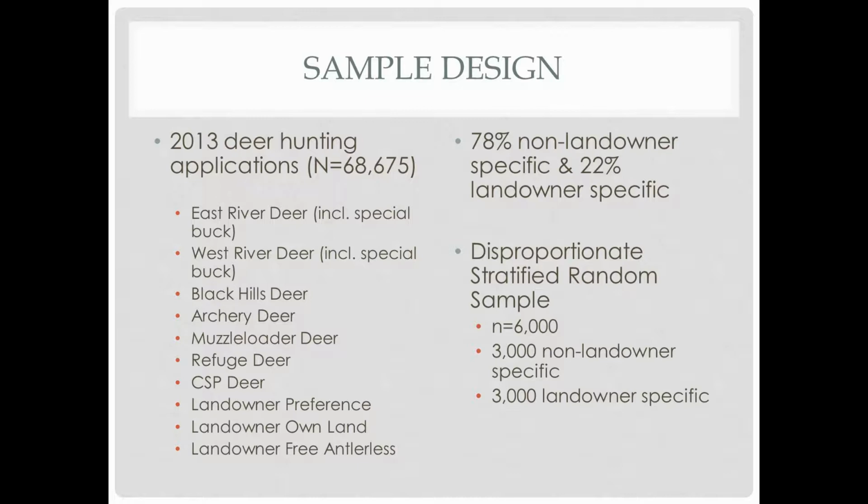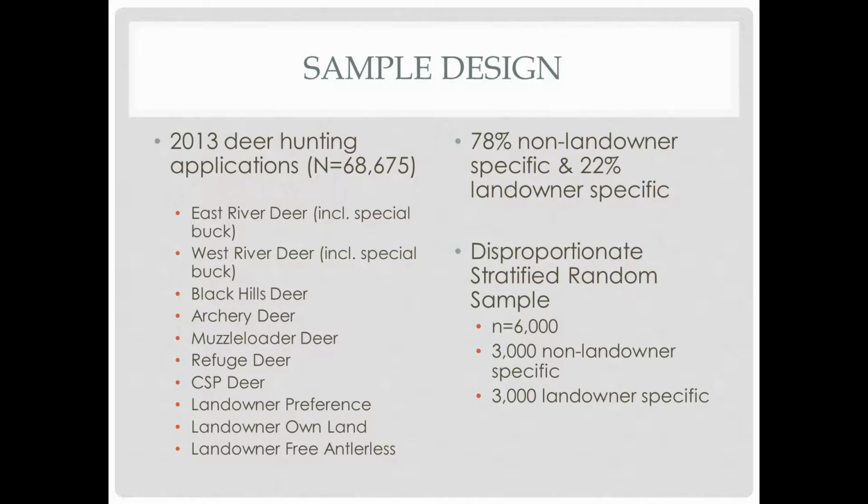So looking at the 68,675 applicants, 78% of those were applications for non-landowner specific licenses, 22% for landowner specific. Because we wanted to look at both of these groups, we needed to oversample our landowner specific because they represent a proportionally smaller group. So what we did is referred to as a disproportionate stratified random sample. It just means that we sampled by these two groups, landowner specific, non-landowner specific, and we did it in a way that doesn't equal 78%, 22%.